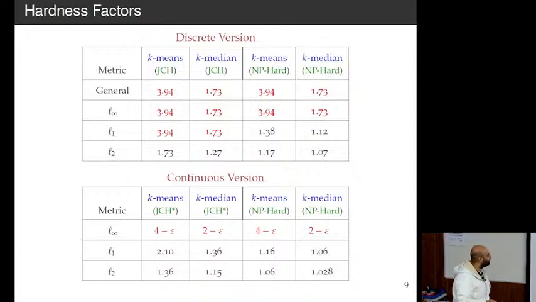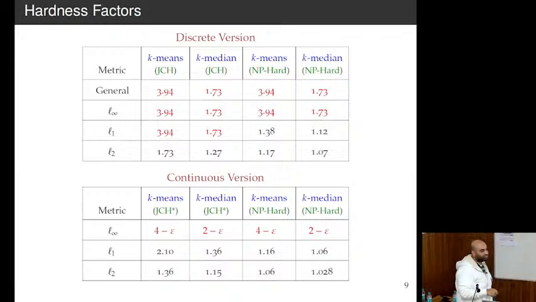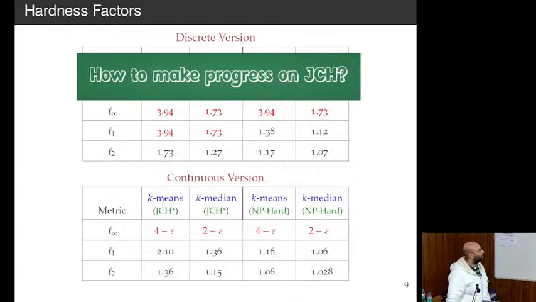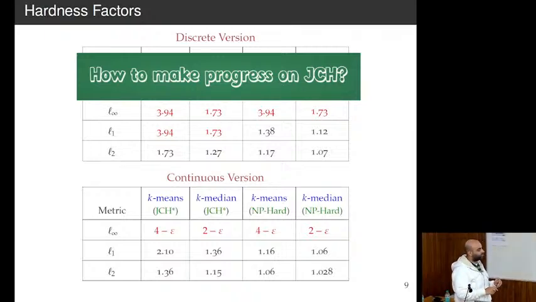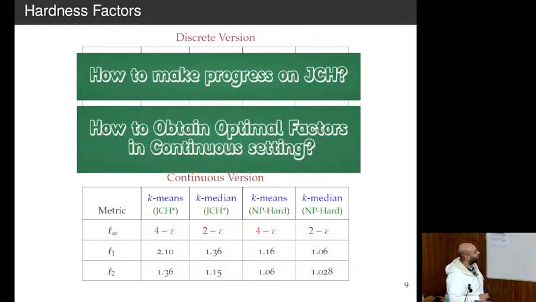Okay, so again, these are some numbers. So this leads to two sets of questions from a complexity side. How do you make progress on this JCH, which I haven't told you what it is, but I will tell you soon. But these are the motivating questions as to what I'm going to say next. And then how do you obtain optimal factors in the continuous setting? Because even for L1, I'm not sure what to say here.